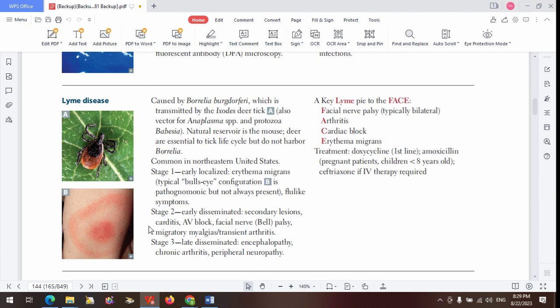So how do we treat someone that has Lyme disease? The mainstay of treatment is doxycycline. But in pregnant people or children less than 8 years, because of the teratogenic effect of doxy, we want to give amoxicillin. If we catch it at the disseminated phase, we want to give IV, intravenous, not even oral, intravenous ceftriaxone.